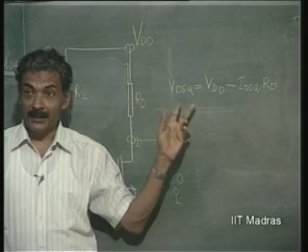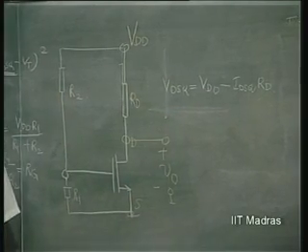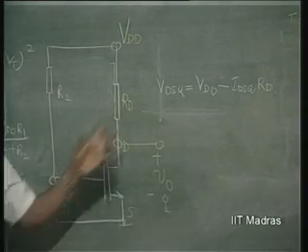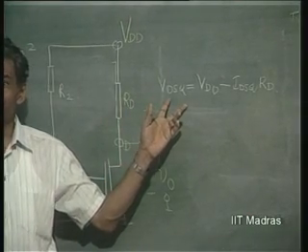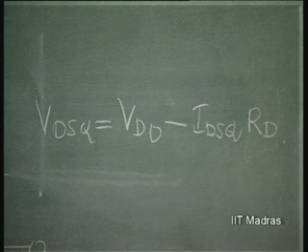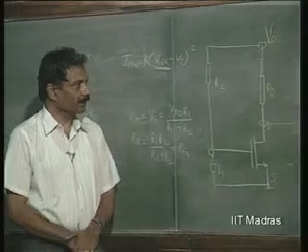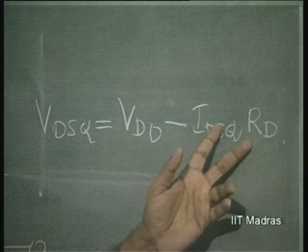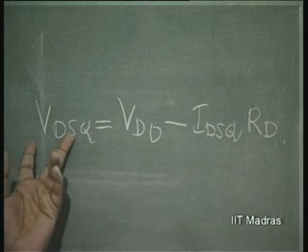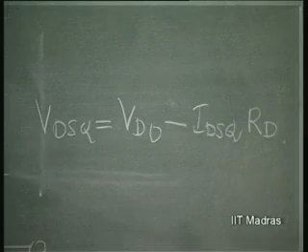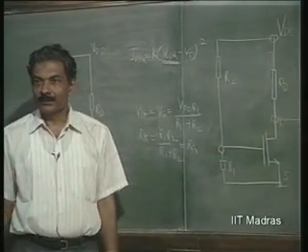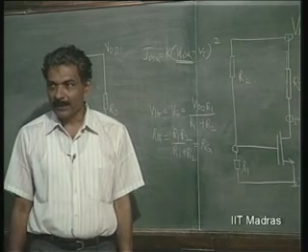If VDSQ changes, I am not sure, when the signal comes, whether this VDSQ is sufficient to maintain it in the current saturation region. So, this is an important thing. For a given value of RD, this VDSQ depends upon IDSQ. Higher the IDSQ, lower will be the VDSQ. And therefore, I may have this FET operating in the triode region, which is not the right region for keeping it in the active region.